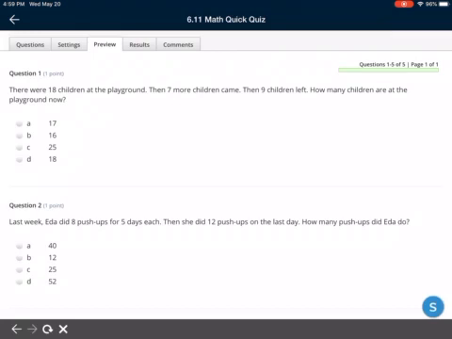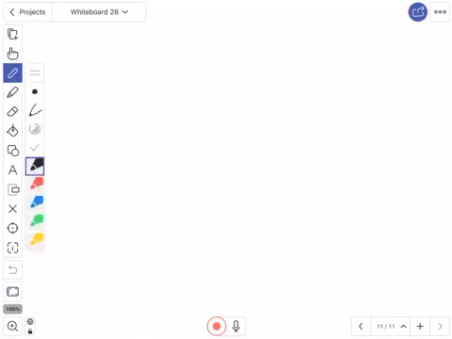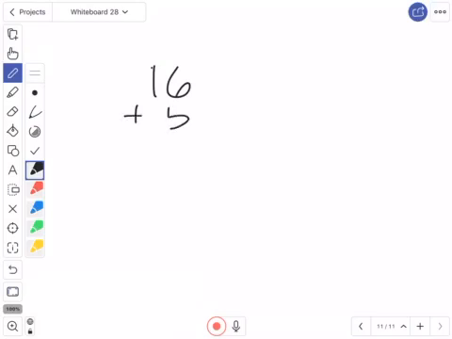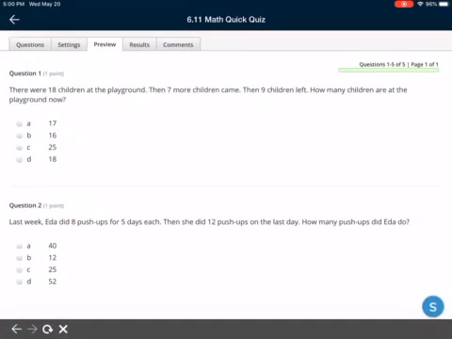So for this first one, I know that there's 18 children at the park. Then 7 children more came. So I would stop there. I would just be doing that in pieces. So I'm just going to use some different numbers. Let's say there were 16 kids, and let's pretend 5 more came. Well, I would do that part first. 16 plus 5 is 21. And then when I go back to the problem, it says the 9 children left. So then how many children are at the playground? If you do a couple of equations like that, because I would use my first answer for the second part, that will help you as you're trying to do these multi-step problems.